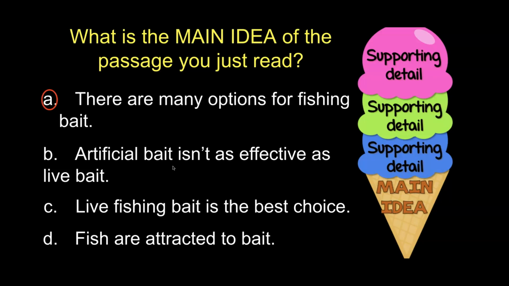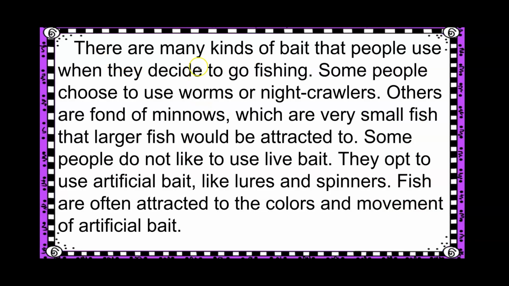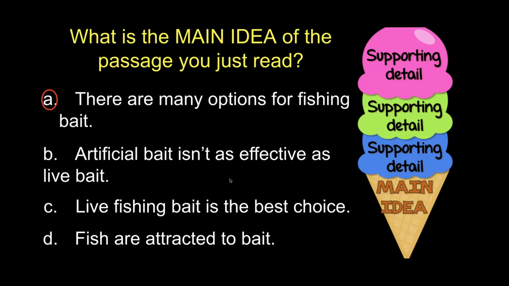for fishing bait. And again, if I go back to the passage, many kinds of bait, right? And then it goes into talking about worms, night crawlers, minnows. They're talking about artificial bait like lures and spinners. So that's why A would be your best main idea choice.